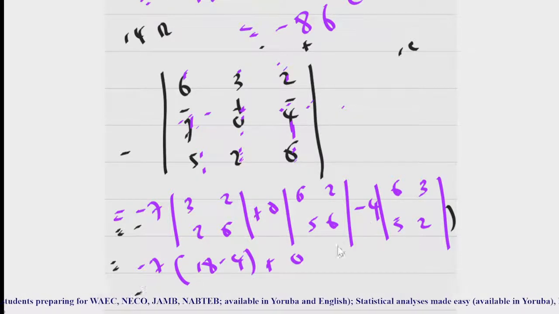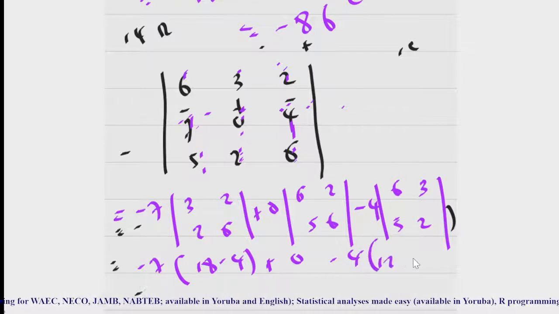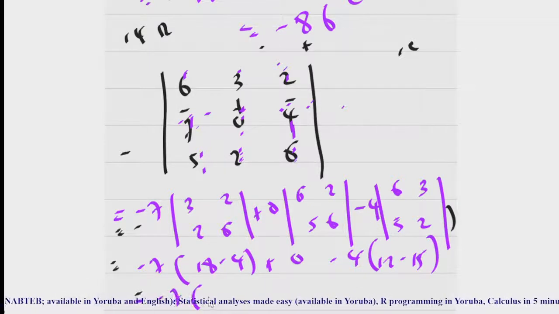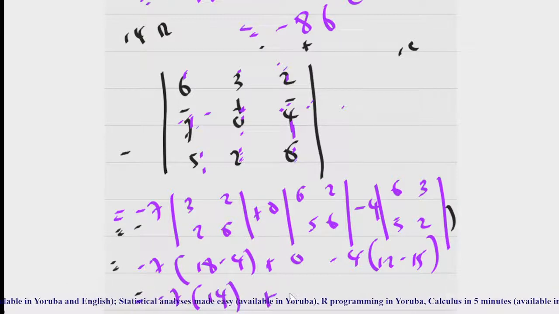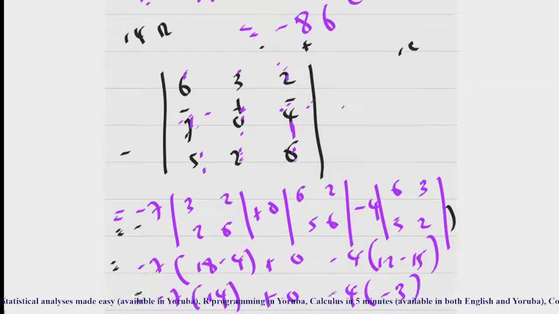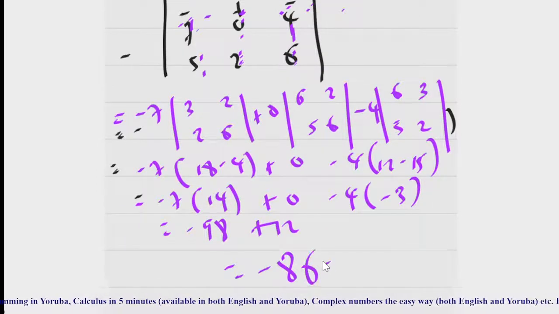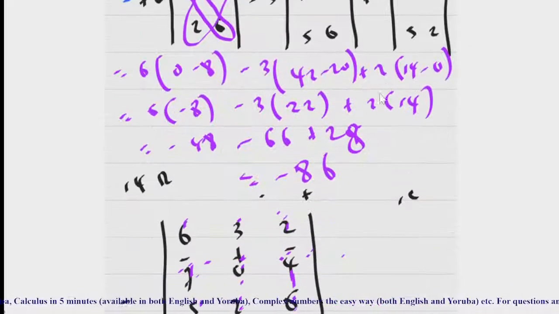So this one is going to be minus 7 into 18 minus 4, plus 0. You don't need to stress yourself here. Then minus 4 into 12 minus 15. So then it's going to give me minus 7 into 14 plus 0 minus 4 into minus 3. So this is going to give me minus 98 plus 12. So if you say minus 98 plus 12, it's going to give you minus 86, which is the same result as before.